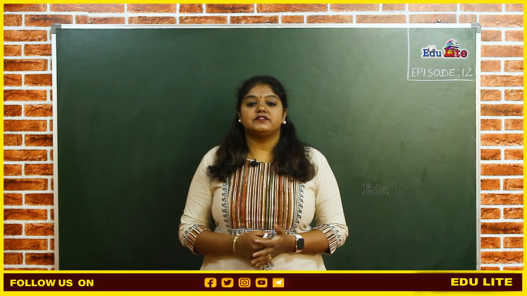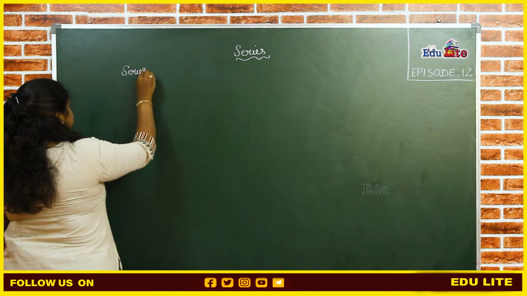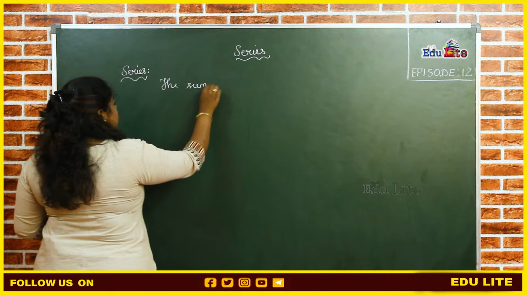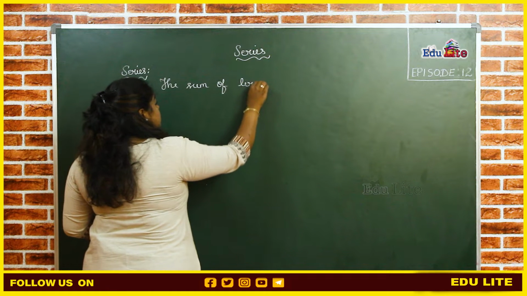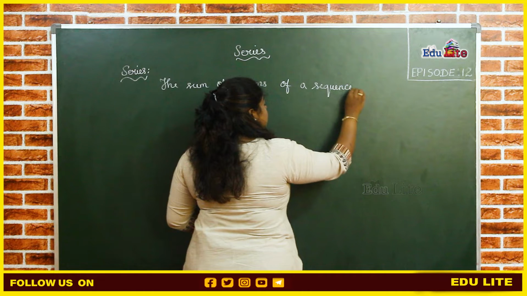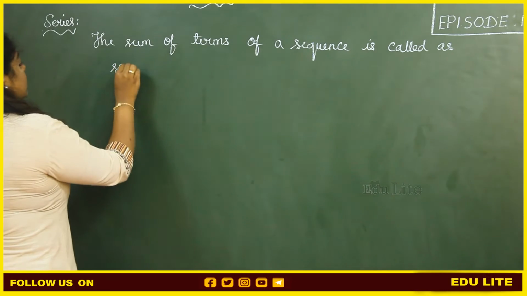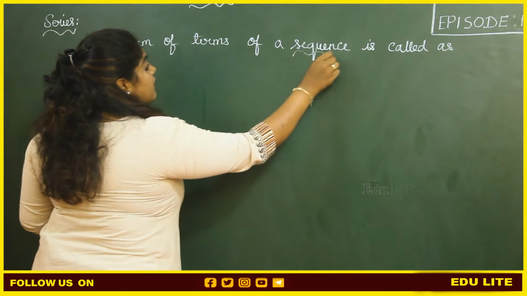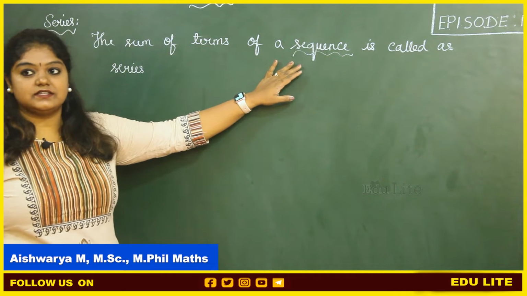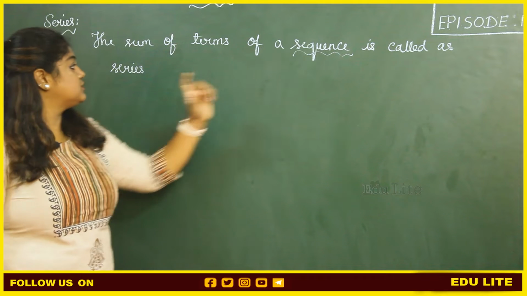In today's class, we are going to see the topic called series. Let us begin with what does a series mean? A series is nothing but the sum of terms of a sequence is called as series. We already know what a sequence means. In one of our previous classes itself, we saw what is a sequence. A sequence is a list of numbers in a certain order. The sum of terms of a sequence is called as a series.